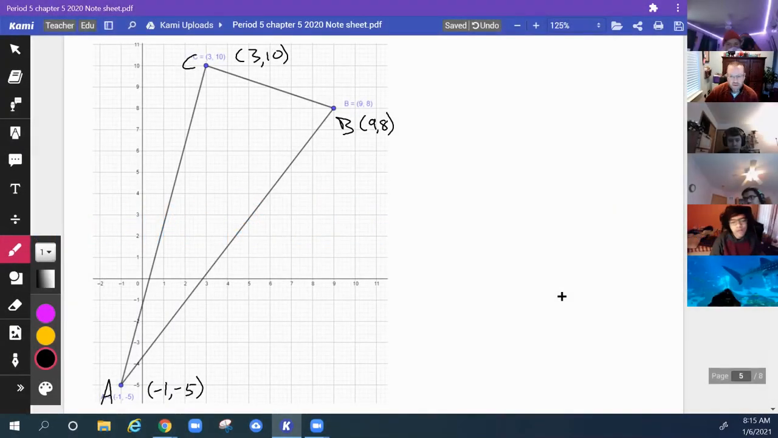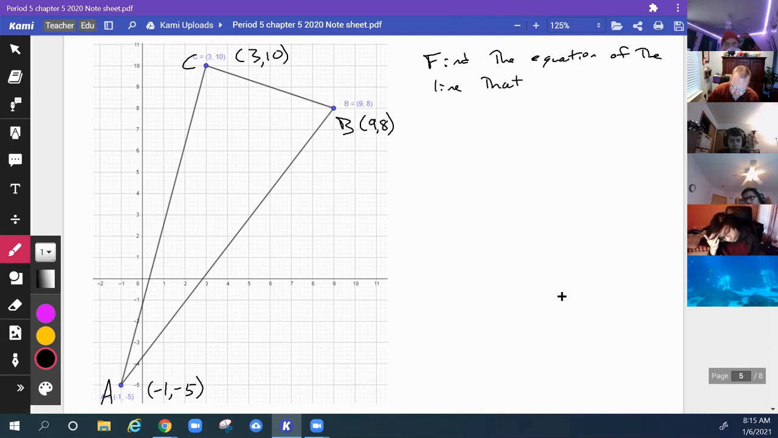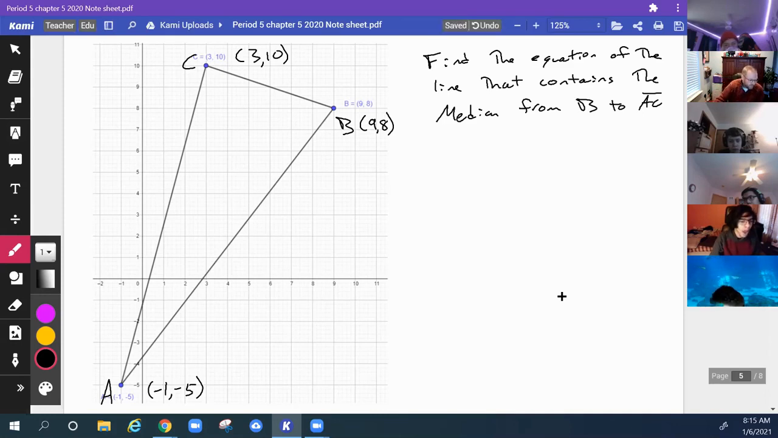But what we want to do now is find the equation of the line that contains the median from B to AC. So what I want to do is find the median from B to AC.